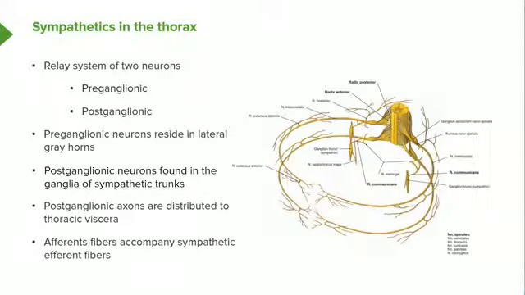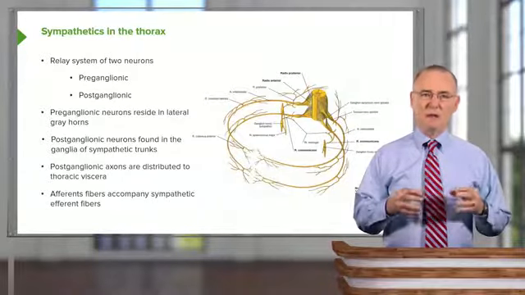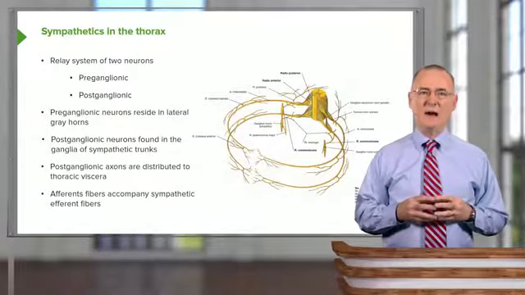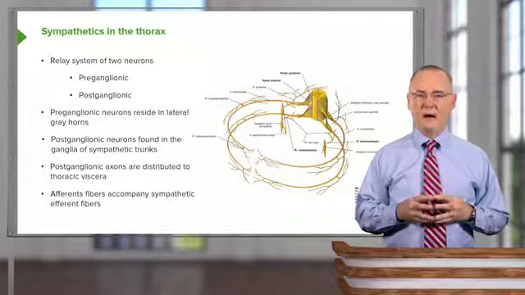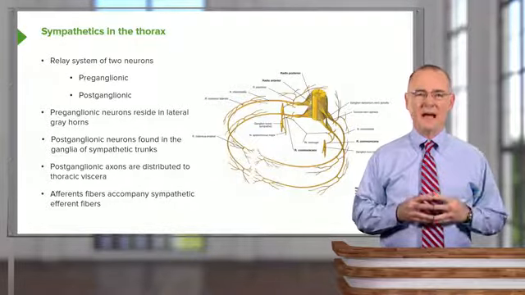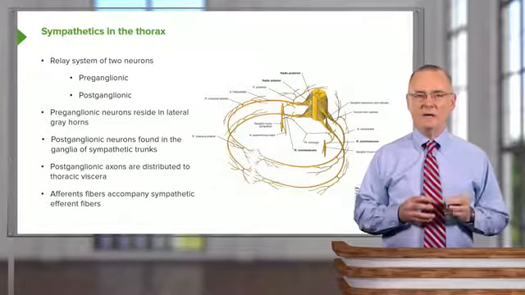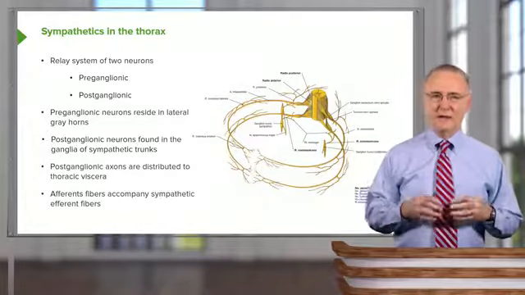All right, next we want to understand the sympathetics in the thorax. The sympathetics in the thorax can be considered to be a relay system of two neurons. We have preganglionic neurons, their cell bodies, and their axonic processes. Those axons will synapse with postganglionic neurons, their cell bodies, and from those nerve cell bodies we'll have the postganglionic axon that will then reach out to innervate the appropriate thoracic structures.